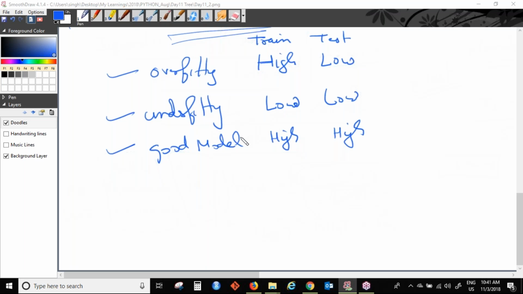You can never build a model where on the training data it performs poorly and on the test data suddenly it performs very well. That never happens. Again, plus minus 5% is okay. That is out of randomness, but not more than that. That will not happen.